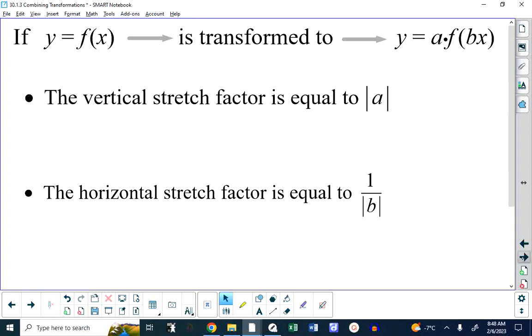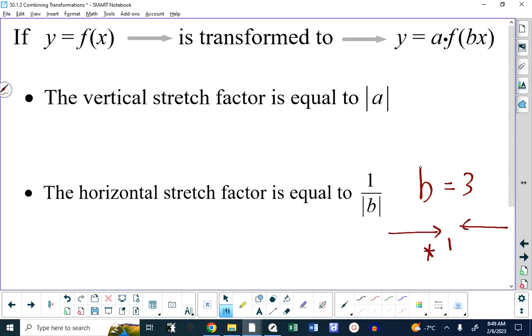Where things get a little bit sticky is when you talk about the horizontal stretch factor. It's connected to B, but you have to take the reciprocal of the parameter B. So whatever number is in the equation, forget for a second about negatives. If B in the equation is 3, then the horizontal stretch factor is a third. Okay? And the B is the number that goes into the equation. The 1/3 is telling us what's happening on the graph.